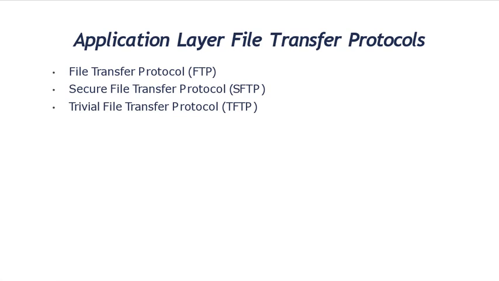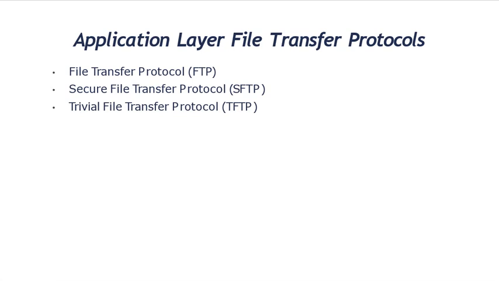In this video, we're going to talk about three different file transfer protocols. Well, actually, we're going to talk about one and three different types of it. So we're going to talk about the file transfer protocol, commonly referred to as FTP. We're going to talk about the traditional one, which is FTP. Then we're going to talk about the secure version of it. And then we're going to talk about the trivial version of it. So let's go ahead and get into it.